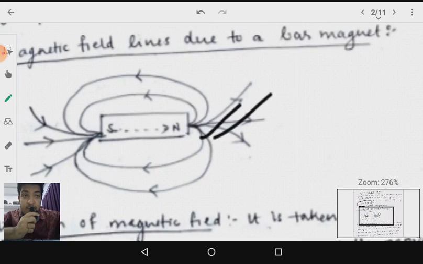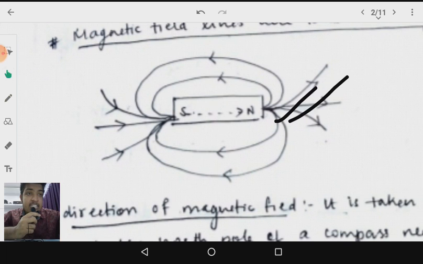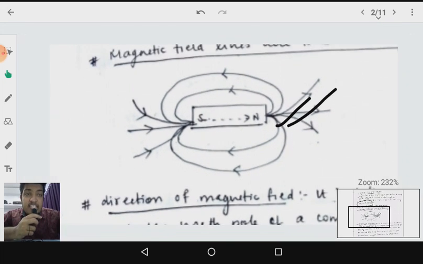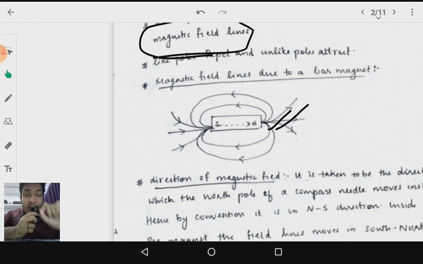Please check this diagram very carefully. Here you can see that outside the magnet, the lines are moving from the north pole all the way to the south pole. But inside the magnet, the magnetic field lines are moving from the south pole to the north pole. That means it is now forming a complete closed loop. So this is how you are going to represent the magnetic field lines.